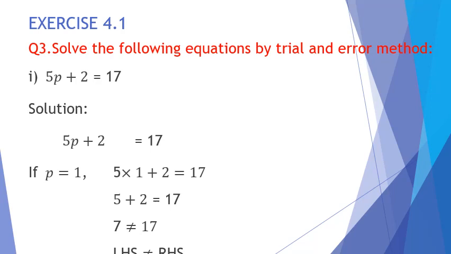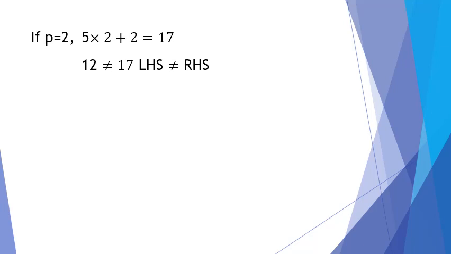If p equal to 1, you can substitute 5 into 1 plus 2 equal to 17. That is 5 plus 2, or 7, not equal to 17. LHS not equal to RHS. That means p equal to 1 is not a solution. So we can try with p equal to 2. 5 into 2 plus 2 equal to 17. That is 10 plus 2 is 12, not equal to 17. LHS not equal to RHS. This is also an error only.